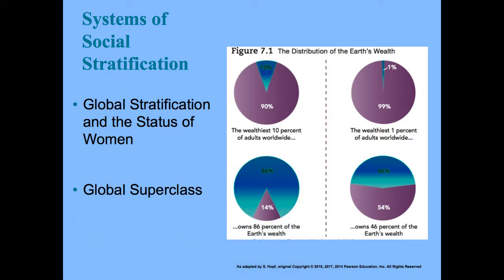There is also what's known as the global superclass. Because we're all interconnected globally, wealth and power are more concentrated than ever before. The richest 1,000 people in the world have more wealth than the 2.5 billion poorest people on the planet. The majority of the superclass are male and white, unless they are the wives or the daughters of one of the male superclass. This figure illustrates the distribution of wealth on our planet.